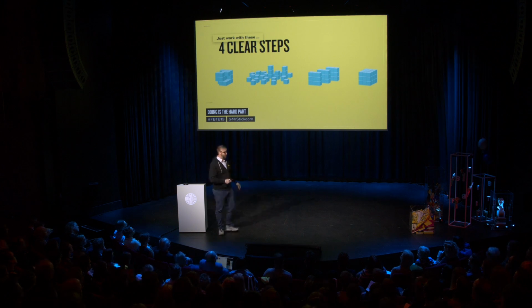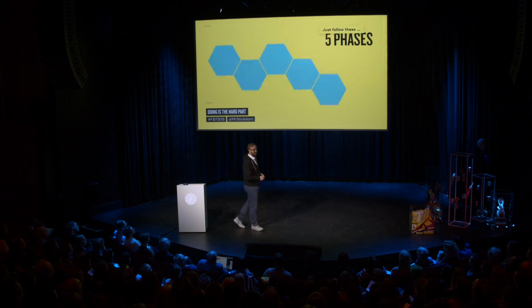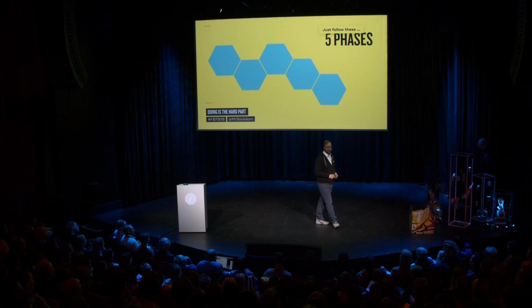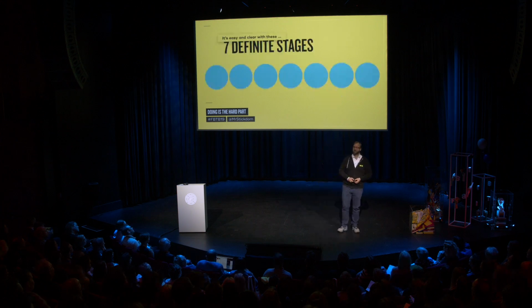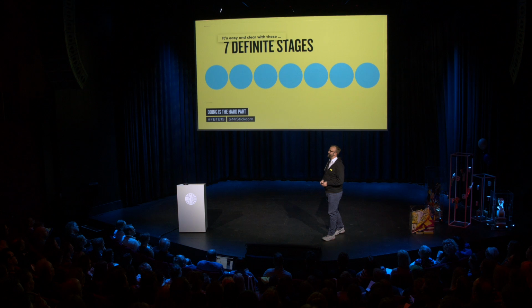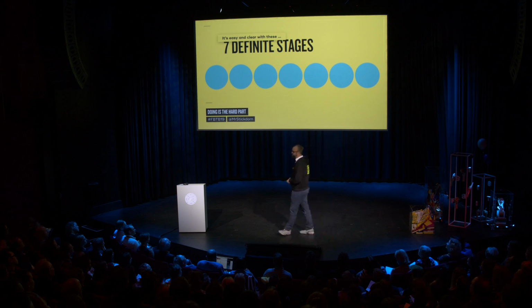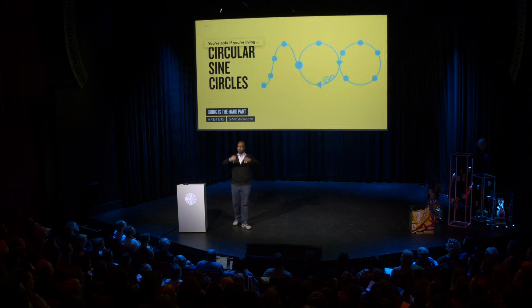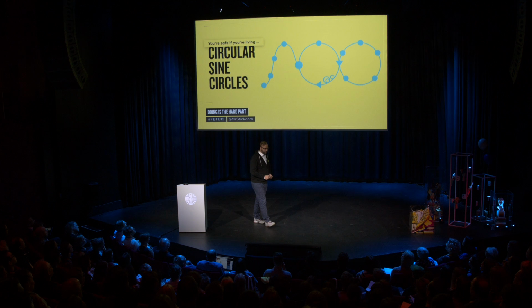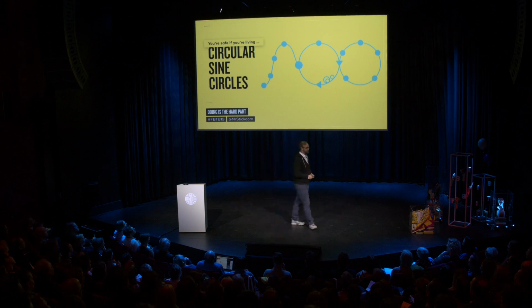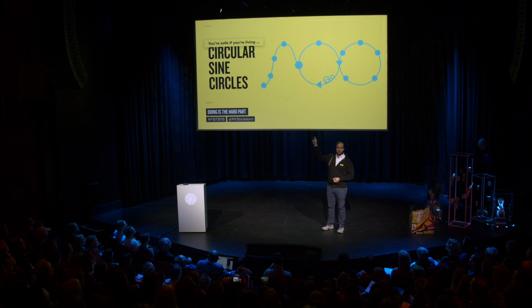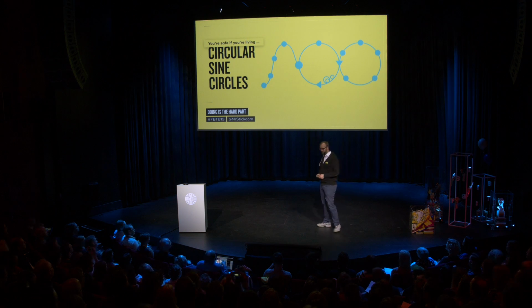Other folks, I don't know who came up with that idea, say it's 4 clear steps. And then someone said, nah, 4 is not enough, we need 5 phases. 5 is not enough. Design always has 7 stages. Nah, nowadays there are so many buzzwords out there that 7 stages is not good enough. We actually need to combine all the buzzwords into one model to rule them all. We call that the circular science circles, where you can find literally every buzzword on the planet regarding design in one model.